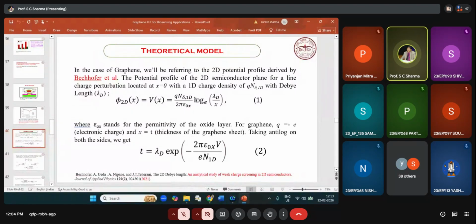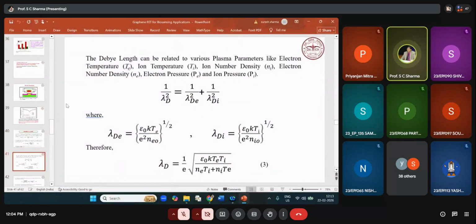Here Q is equal to minus e, the electronic charge. If we substitute x equal to T, the thickness of the graphene sheet, and Q equal to minus e, and then calculate, this is the expression. So what is lambda d? The main focus is lambda d.